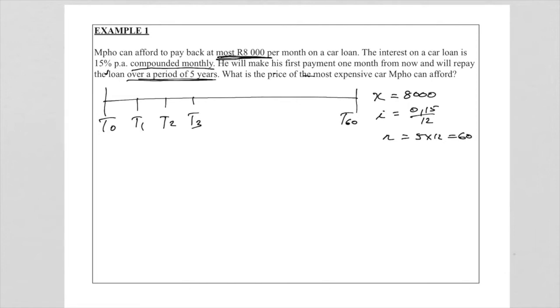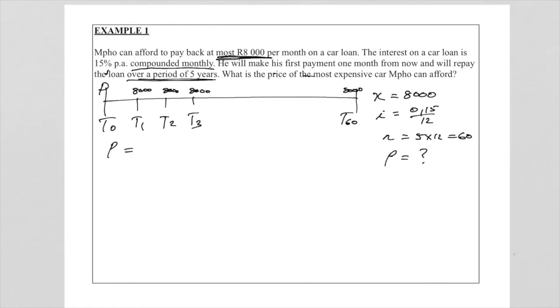So the important thing to notice is that his first payment is not at T0. That is where present value is at T0. That is where you get the loan. Then a month later, he starts to pay 8,000 and 8,000, and he continued to do so, not 800, but 8,000, right for the full term of 5 years. Now they say, what is the price of the most expensive car he can afford? So what the question is about is to find P. What is that initial loan that he is supposed to take to buy this car?